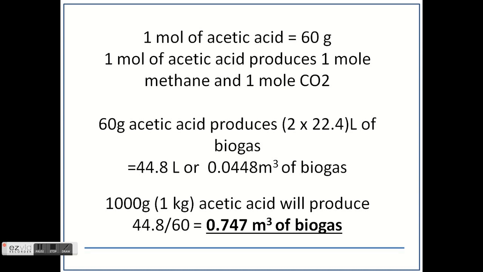And then, just like we did for glucose, we can find the volume of biogas. We know 1 mole of acetic acid is about 60 grams. And this 60 grams will produce a mole each of methane and carbon dioxide, which will be 2 moles, and each mole will be 22.4 liters, and we end up getting 0.0448 cubic meter of biogas. And then when we use our proportionality, we're going to have 0.747 cubic meter of biogas, which is the same as what we got previously from glucose. So the volumetric yield per kilogram of substrate is the same for these two substrates.